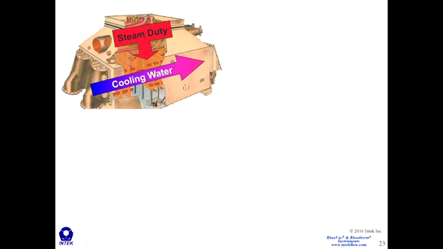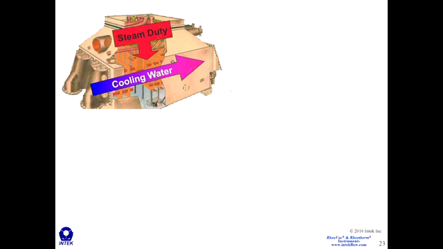Shown in the upper left-hand corner is a cross-section of a condenser showing the steam entering the condenser here and transferring energy to the cooling water, giving up its latent heat of vaporization. So here's the cooling water warming up as it goes through the condenser.